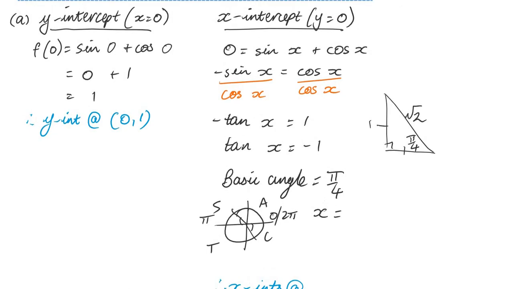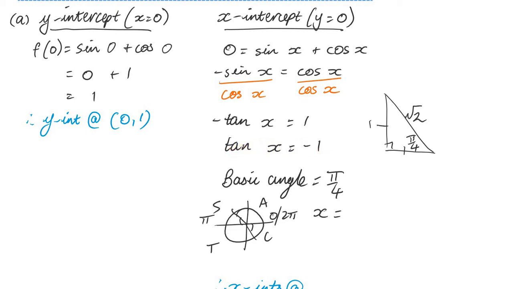Moving on to the x-intercept. The x-intercept, we have to make the value of the function 0. So we've got 0 equals sine of x plus cos of x. In order to solve this without a calculator, you've got to rearrange the equation. Basically, we want just one single trig function. And so we divide both sides by cos, in orange there. Over here, cos of x divided by cos of x becomes 1. Negative sine of x divided by cos of x is negative tan of x. And so that gives me this equation to solve.